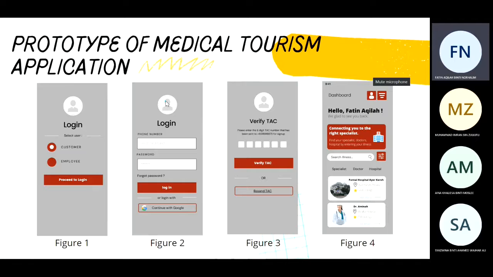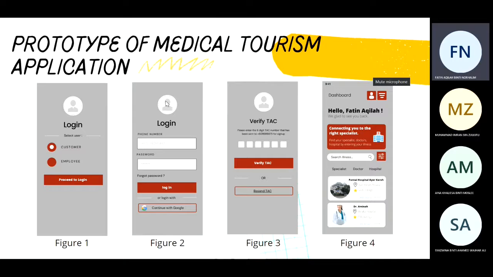So this is a prototype of medical tourism application. For figure 1, the system will ask the user to select the type of user, which is customer or employee. If the user is customer, the user must click the button at customer to select as customer and click proceed to login button to continue enter the website.